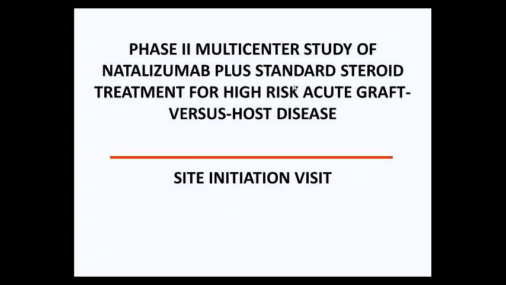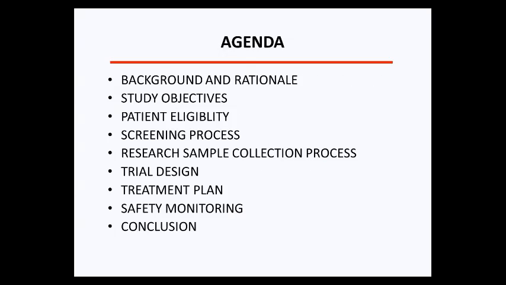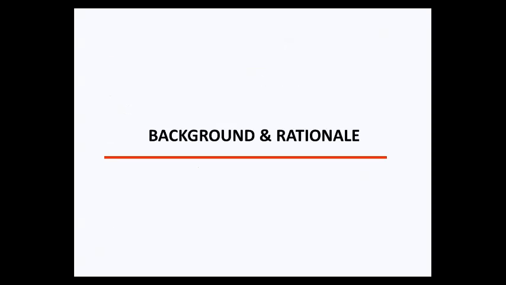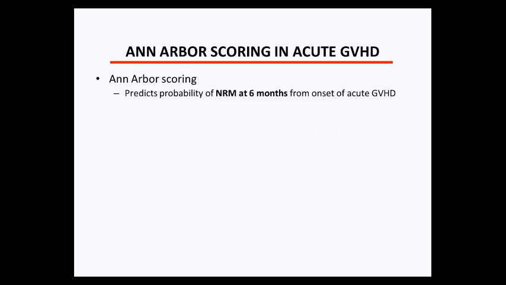Phase 2 multi-center study of Natalizumab plus standard steroid treatment for high-risk acute GVHD, and this is the SIV. I'm going to be talking about the background and rationale for the study objectives, the patient eligibility, the screening process, the research sample collection process, the trial design, the treatment plan, the safety monitoring, and the conclusion. So, background and rationale.